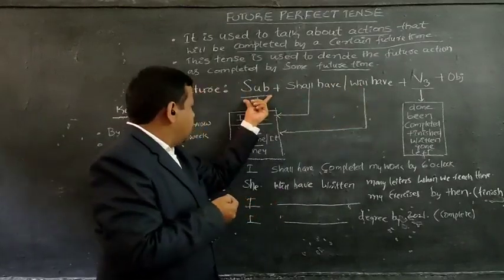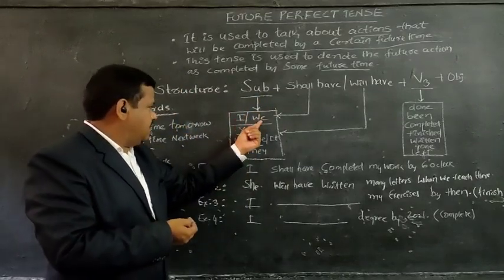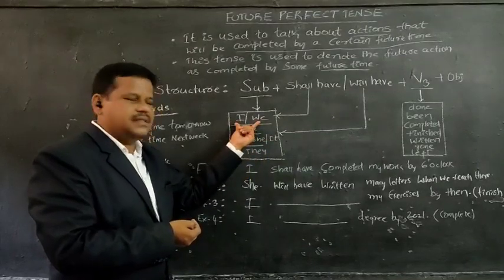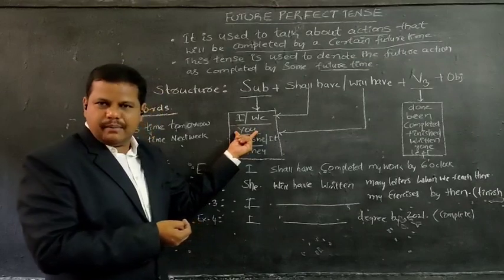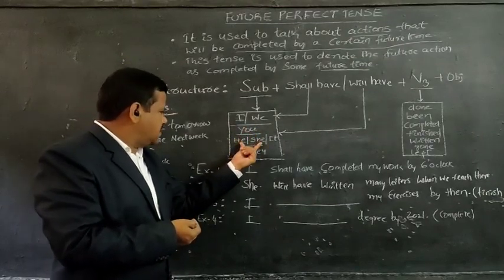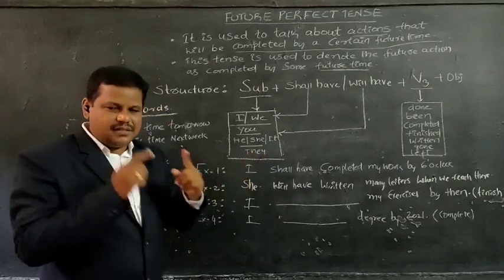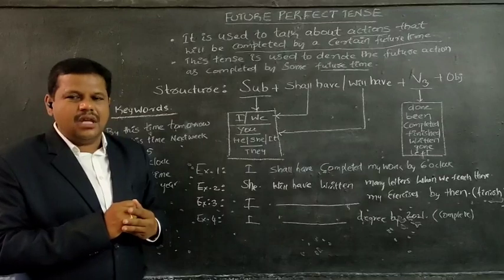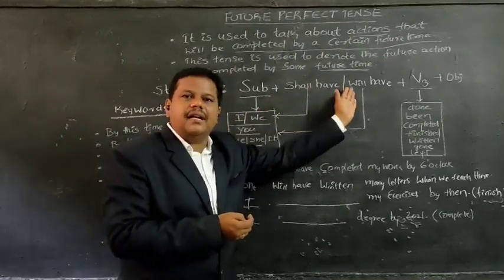See this one. There are a number of subjects, like I and we, you, he, she and they. First person singular and plural are I and we. Second person singular and plural is you. Third person singular is he, she. Third person plural is they. This is very important in future continuous and future perfect tense: when you are writing, which subjects we should take with shall have and will have.